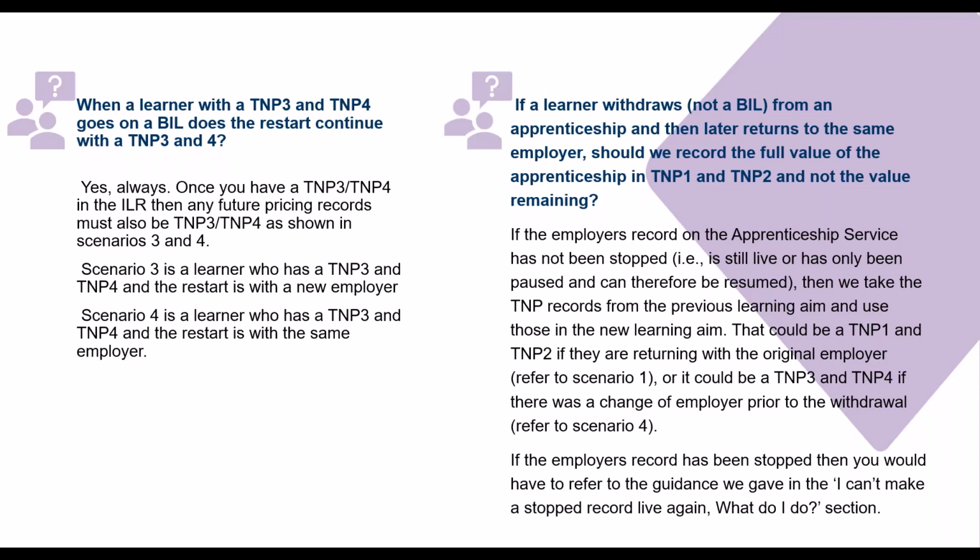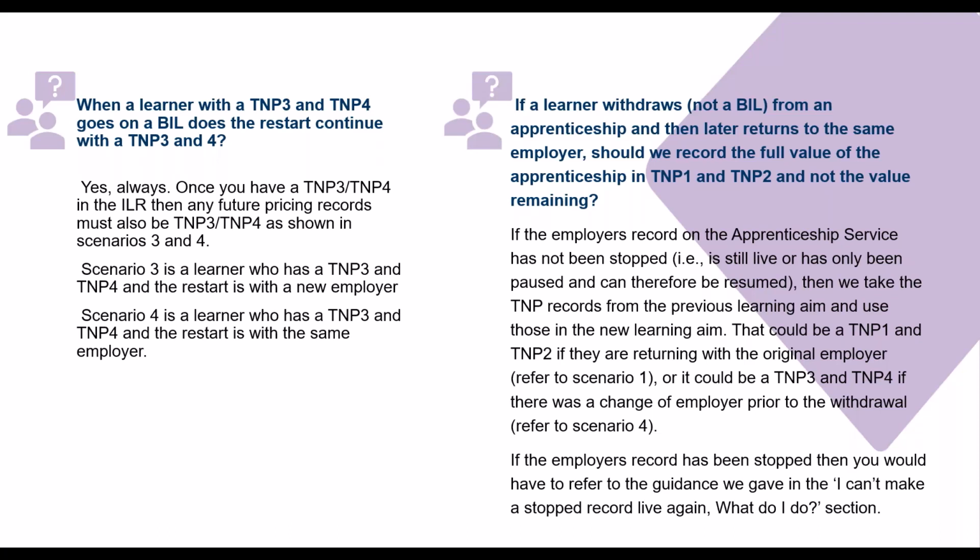First question we have here is, when a learner with a TNP 3 and 4, so there's already been a change of employer, goes on a break in learning, does the restart continue with a TNP 3 and 4? And the answer is yes, always. Once you have a TNP 3 and 4 in the ILR, then any future pricing records must also be a TNP 3 and 4, as shown in scenarios 3 and 4 of the slides we've just been through. Scenario 3 is a learner who has a TNP 3 and 4 and the restart is with a new employer. Scenario 4 is a learner who has a TNP 3 and 4 and the restart is with the same employer.